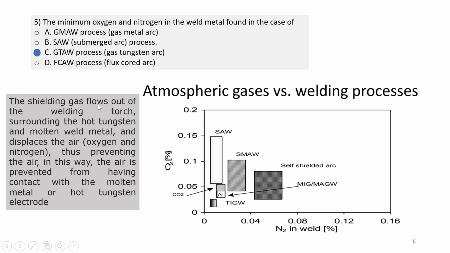The shielding gas flows out of the welding torch, surrounding the hot tungsten and molten weld metal, and it displaces the air, which consists of oxygen and nitrogen. In this way, the air is prevented from having contact with the molten metal or the hot tungsten electrode.